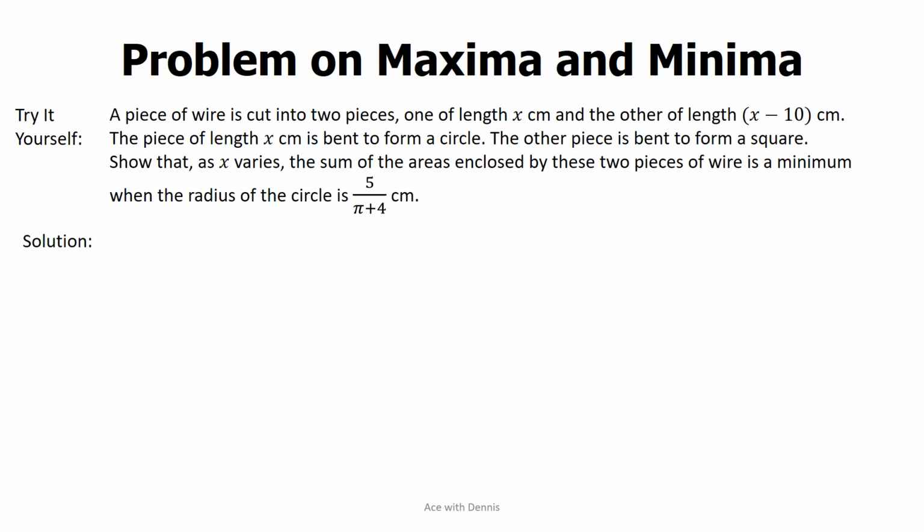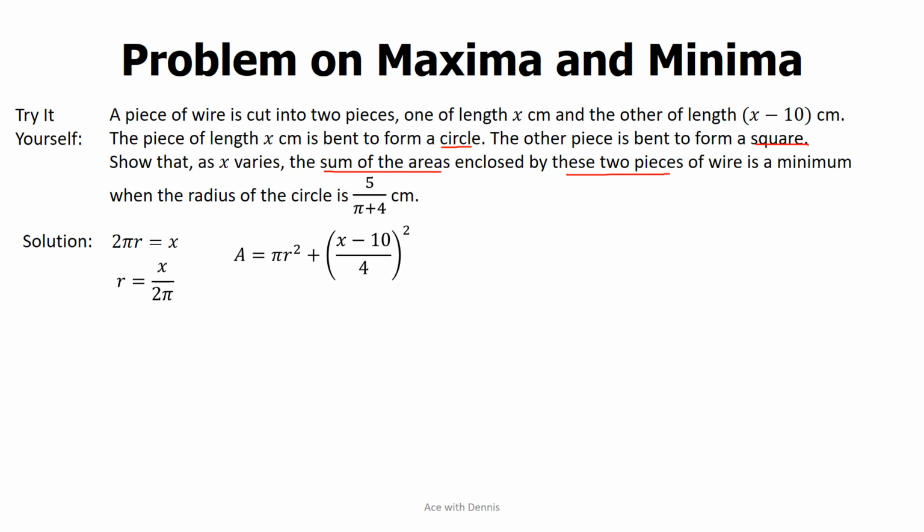Okay, here is the solution. Given that the piece of wire x cm is bent to form a circle, which means that x is the circumference of the circle, hence 2 pi r equals x. From here, r is x over 2 pi. Next, we can get the sum of the areas enclosed by these 2 pieces of wire, so one is a circle and one is a square.